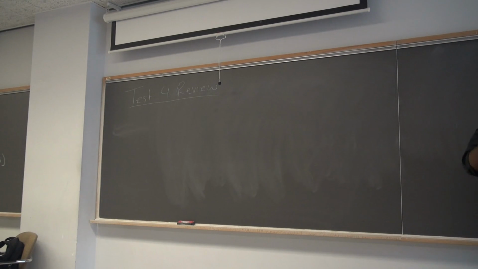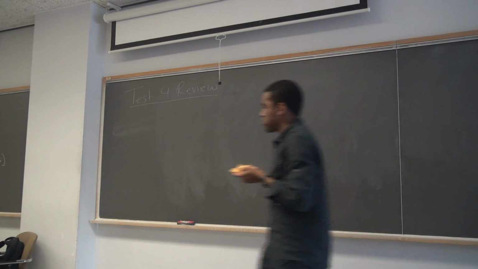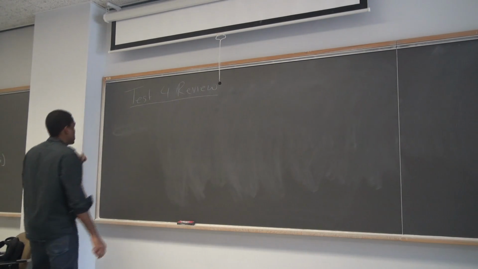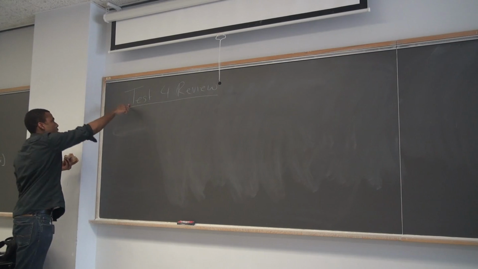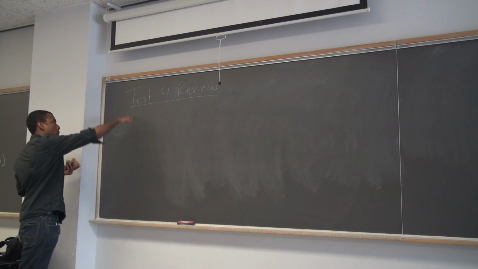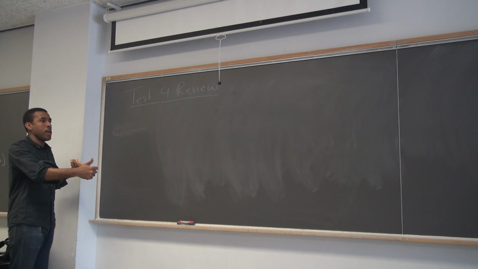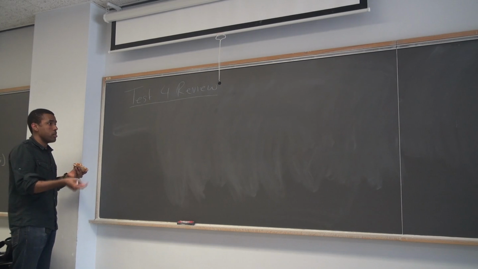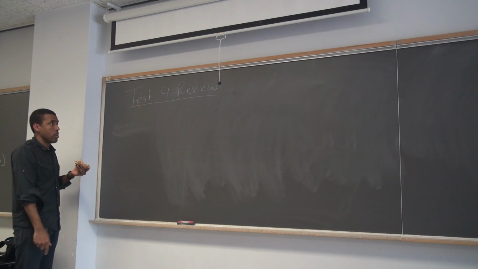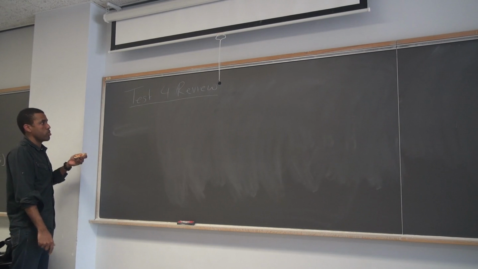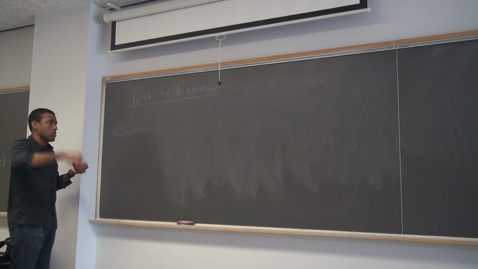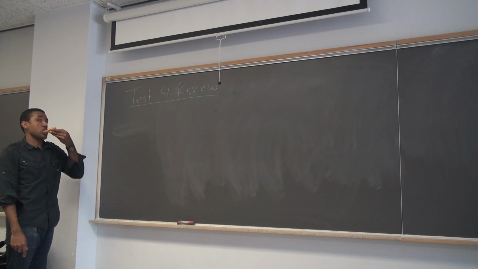Okay, so now that we're all energized by pizza, test 4 review. The test covers probability distributions, especially binomial and normal distributions, and approximating the binomial with the normal distribution and things of that nature. You all have the review problems. So, question.